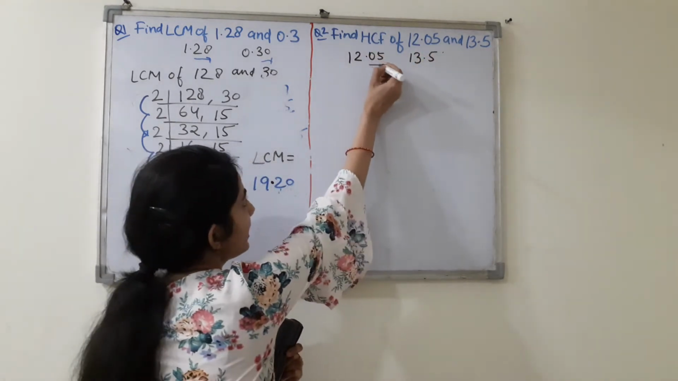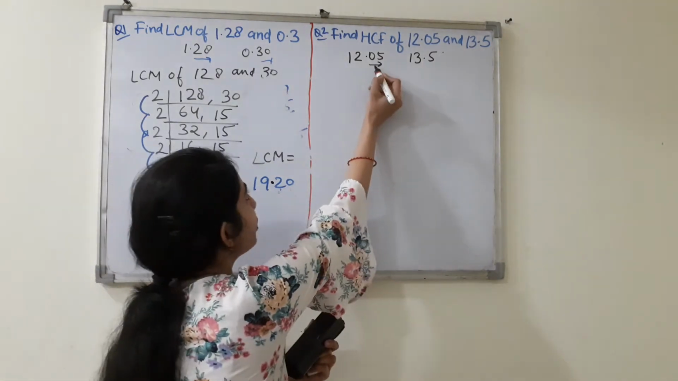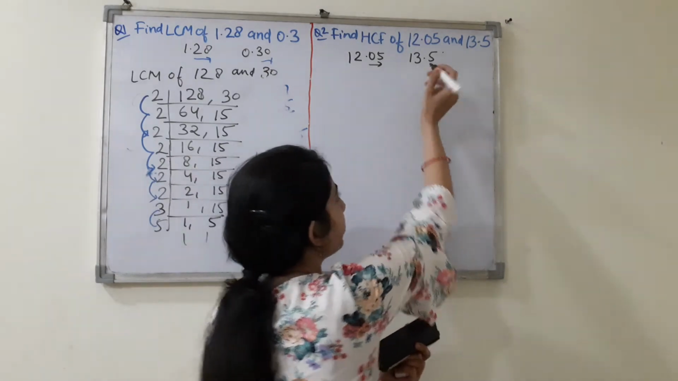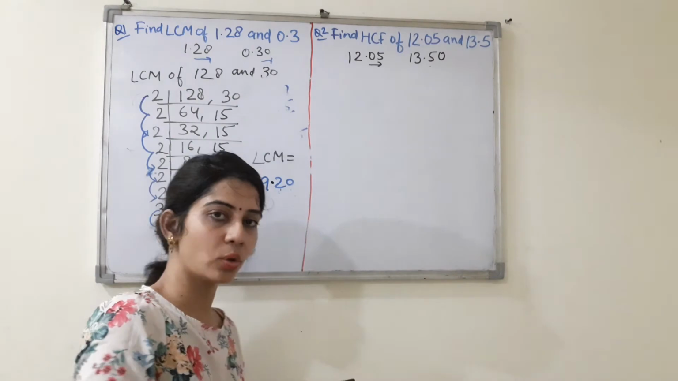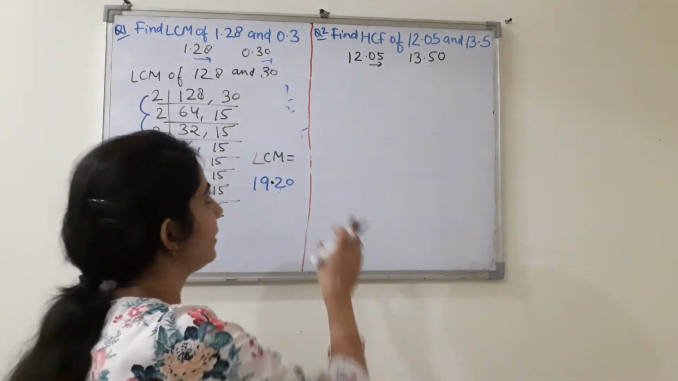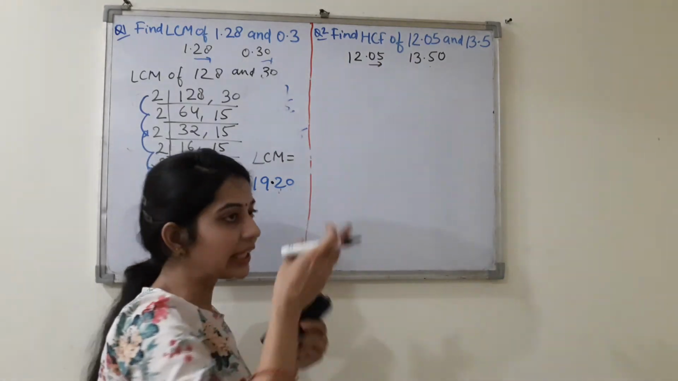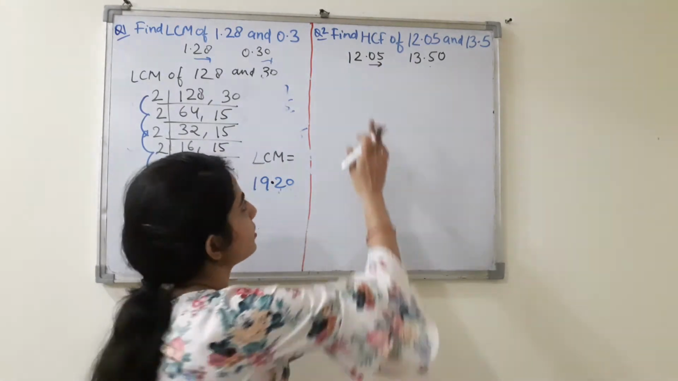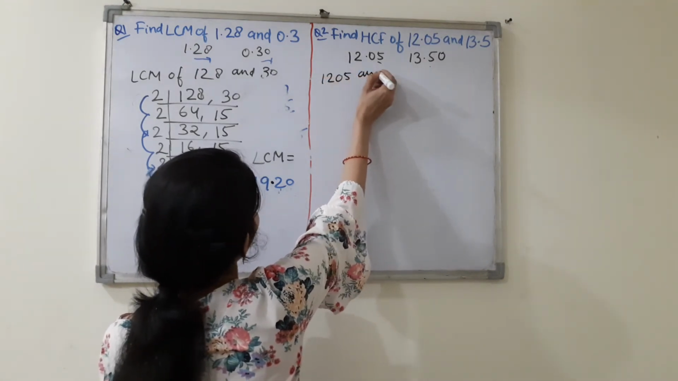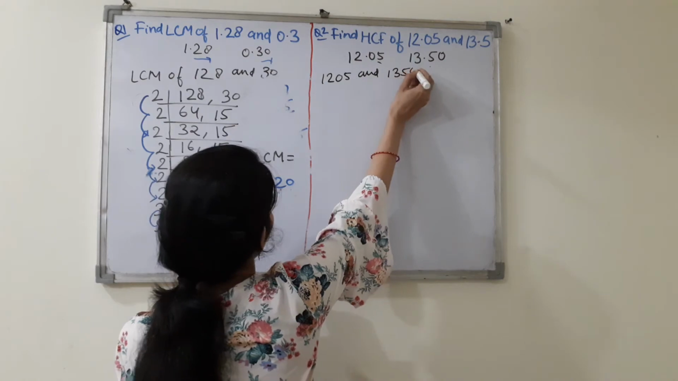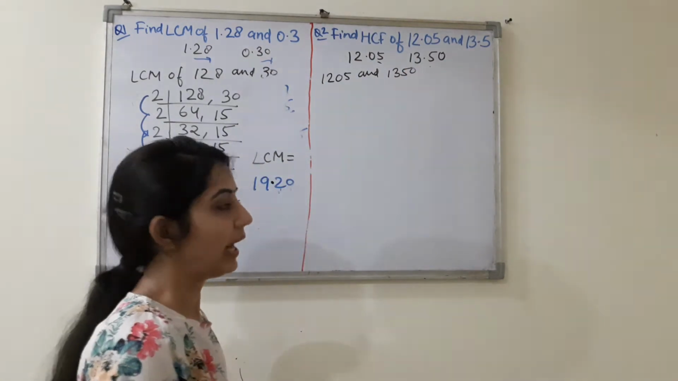So now you can see we will consider the digits after the decimal point. There are 2 digits here, but here it is only 1 digit after the decimal. So we will simply put 0 after the 5. Now the places of decimals are equal, so we will treat the numbers as without decimals. What are the numbers without decimals? 1205 and 1350. Now you will find the HCF of these two numbers by any method.